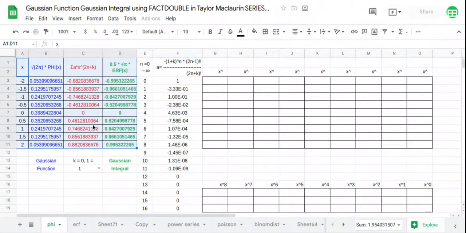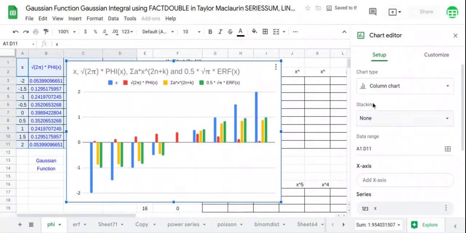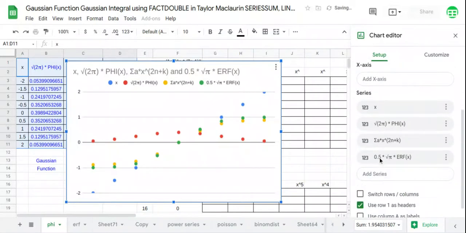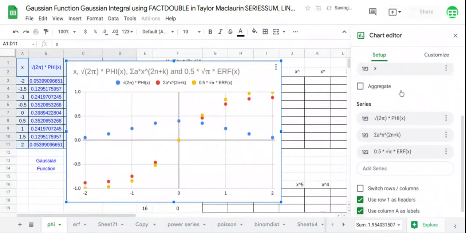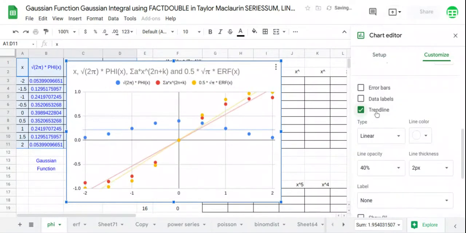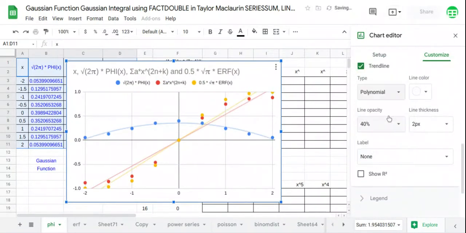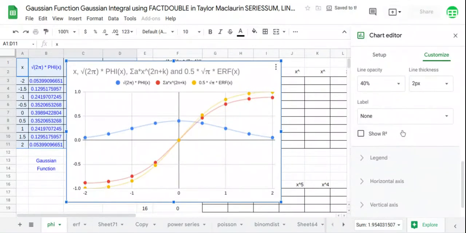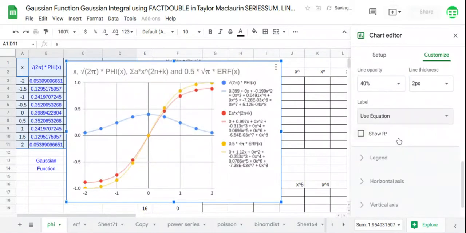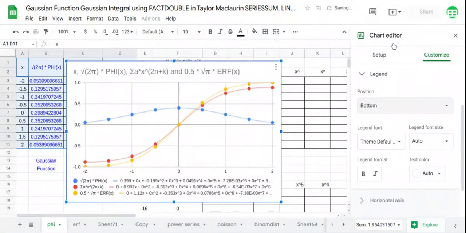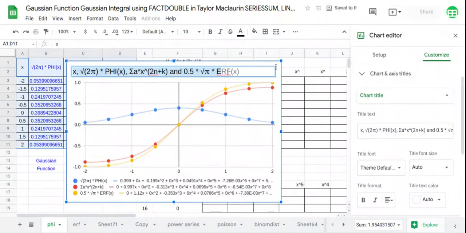And we'll chart this. Insert chart. And we use scatter chart. And column A as label, row 1 as header. We customize the series to show the trend line. Polynomial to the 8th degree. And for the label, use the equation. For the legend, position at the bottom. We don't need a title here because we have already the equations.